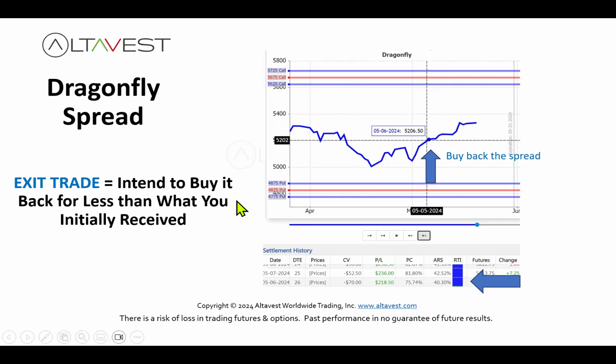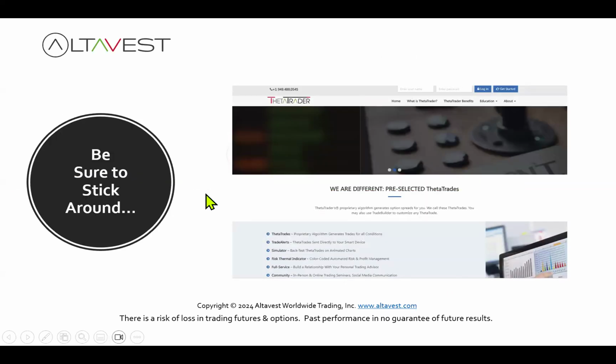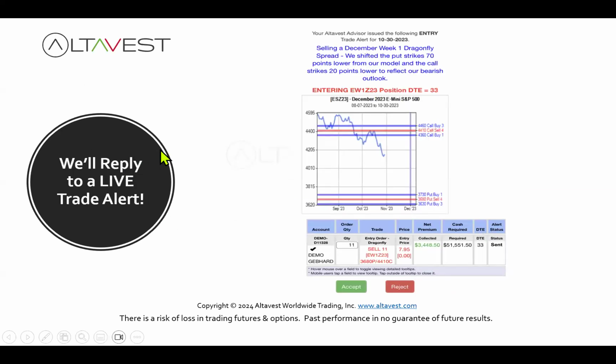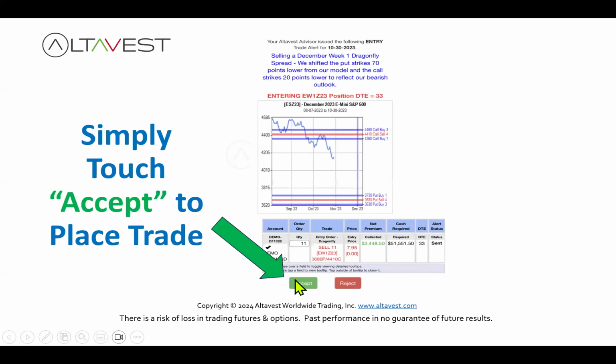That's the idea here. And be sure to stick around in just a few minutes. I'm going to jump into the demo, but we're going to show you a live trade alert, how that works, where you just simply touch accept, and you'll accept those alerts here. I'll show you how to do that. So that'll be just a few minutes.